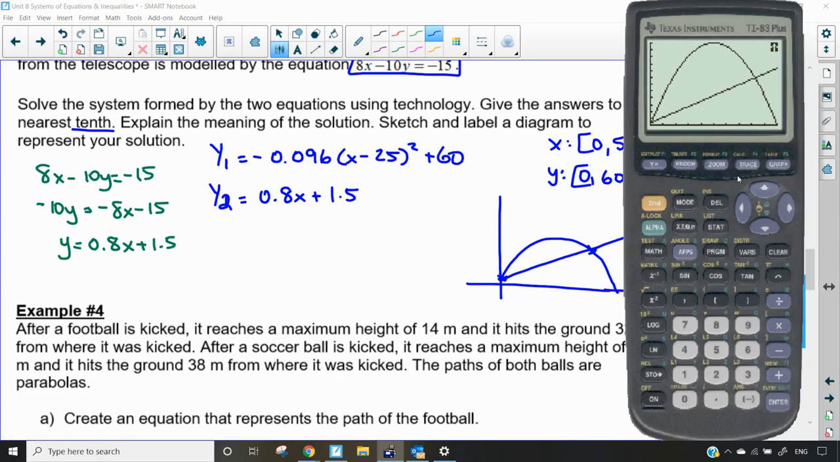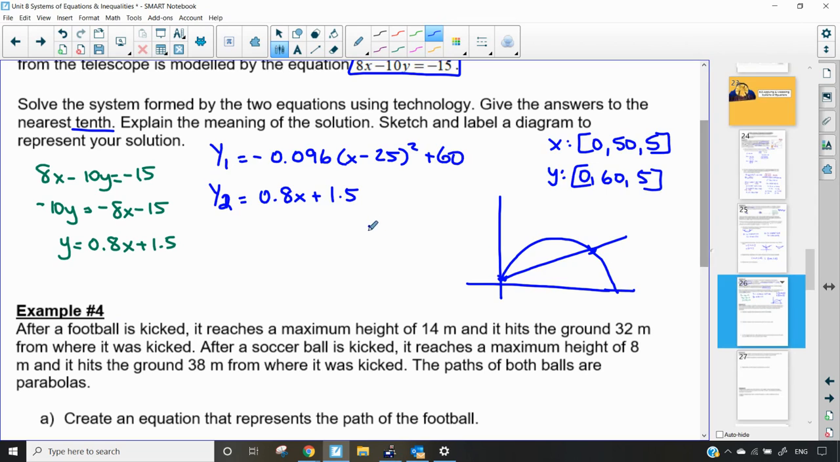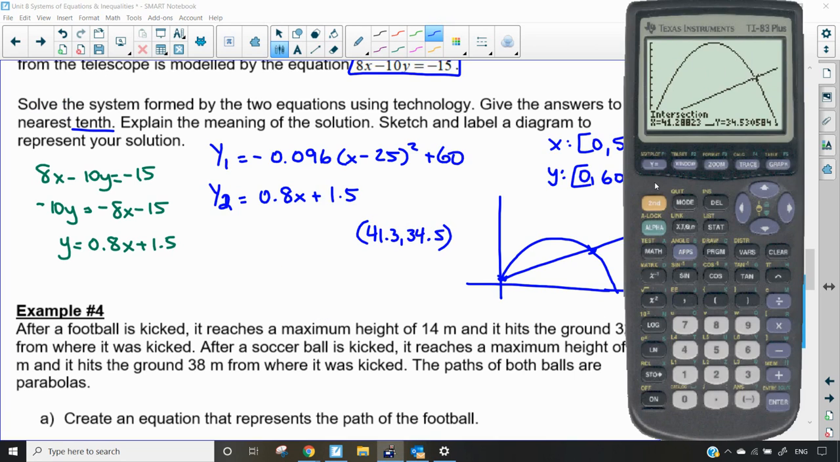So taking a look at our intersection point, we're going to go second calc 5. And we have our second intersection point here first is 41.3 and 34.5. So we'll write that down, rounding to the nearest tenth because that's what we're asked for in the question. And then we're going to find our initial intersection point.